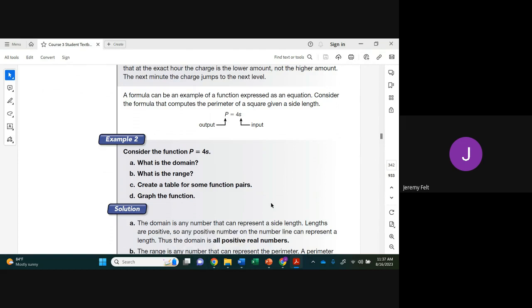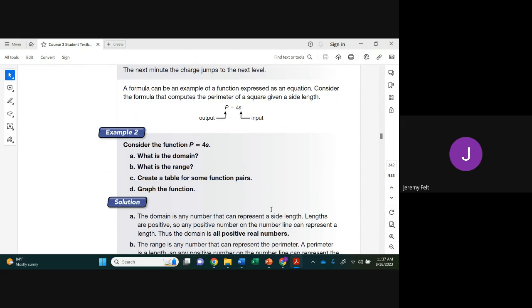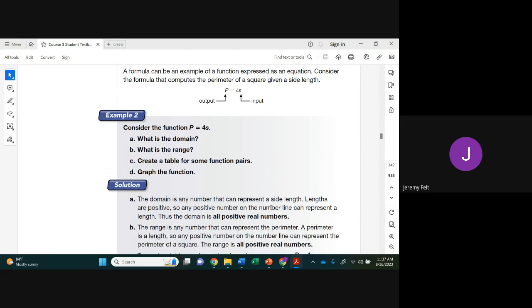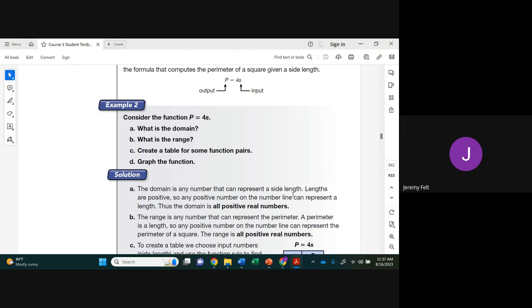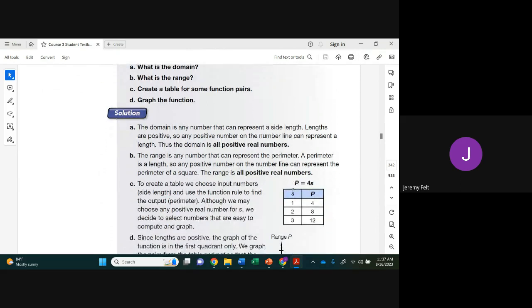Okay, it would go through the origin, because if we have a 0 side length, our perimeter is 0. 1, then it's 4. 2 for a side length, then it's 8. 3, 12, and so on, continuing on that. The range: if it's 1, it's 4. If it's 2, it's 8. Or we could have a side length of 1/4, then the perimeter would be 1. So it doesn't necessarily just have to be whole numbers. It can be all positive real numbers, so that would be the range. We can't have a negative perimeter.